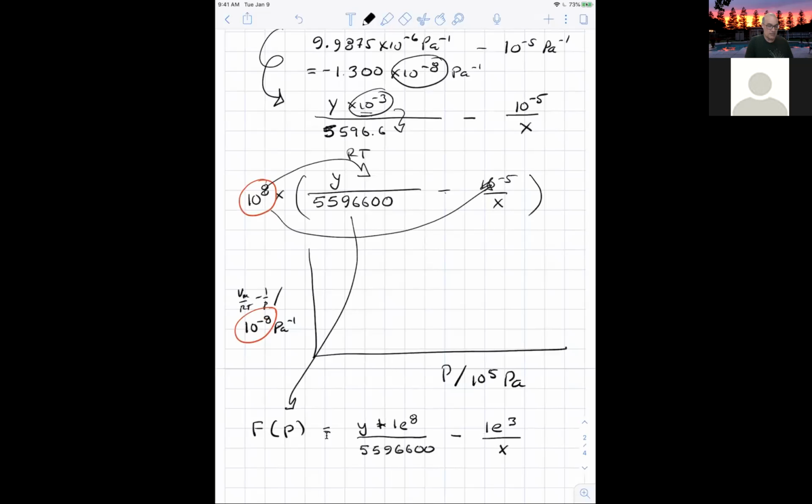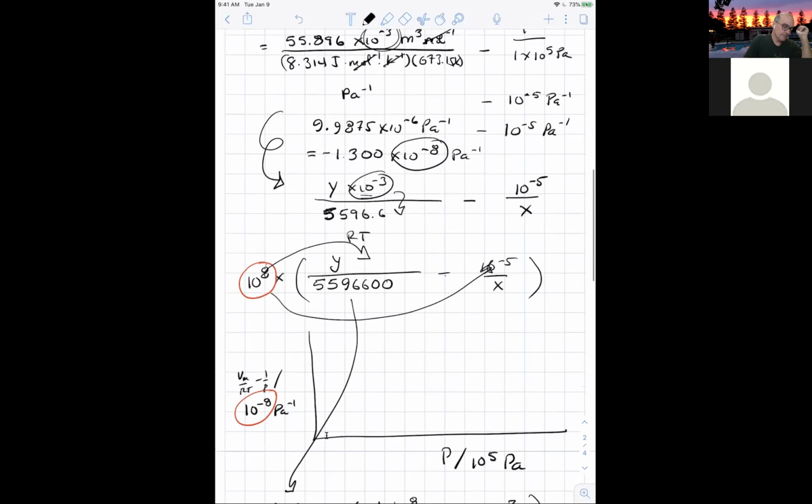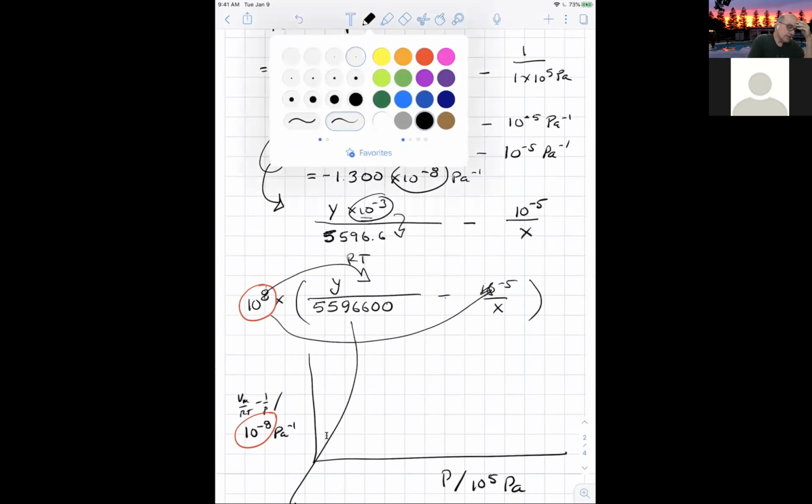So this is what it's going to look like when I put it into Grace. And if I do it right, then the first number is going to be minus 1.3 times 10 to the minus 8. You got that because we calculated the first point by hand. Yeah, so let's go through it again.